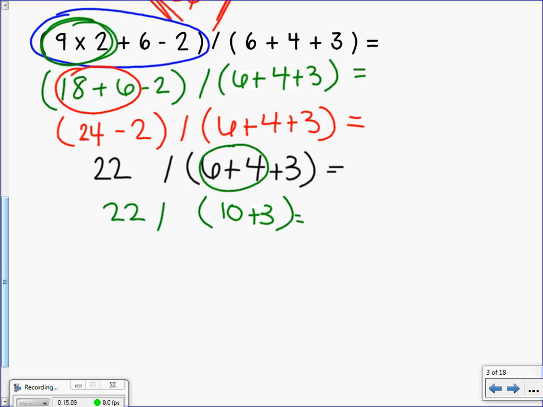Okay, we still have that one parentheses that just won't go away. But there's only one operation, so it's beautiful. We're going to do that 10 plus 3, which is 13. Everything else stays the same. Well, this kind of comes out ugly, doesn't it?